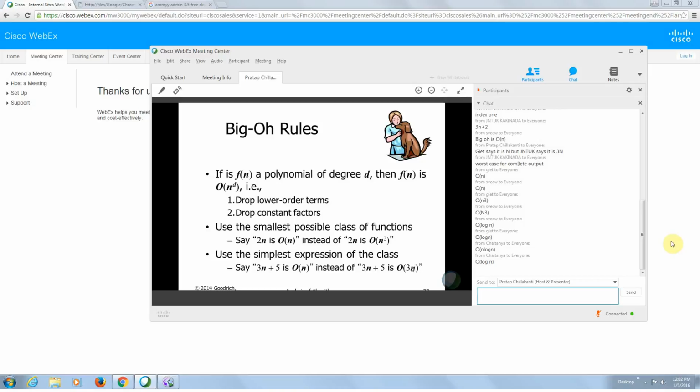And then somebody said order of 3n, and remember we talked about the very first example. Is it order of n or is it order of 3n? Both are correct, but since as n goes to infinity, you can get rid of the constant there.